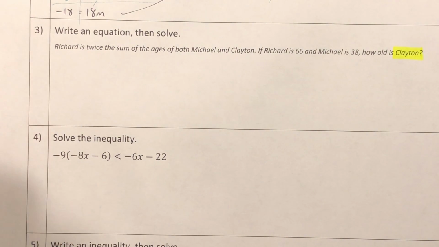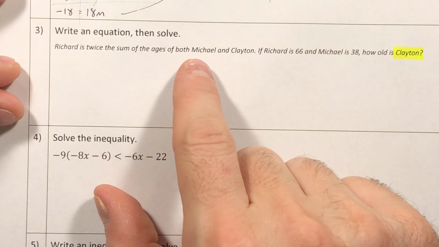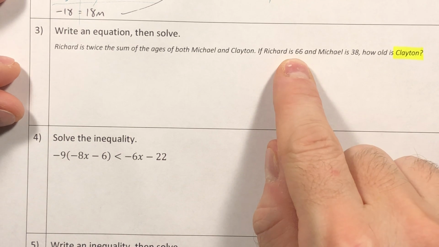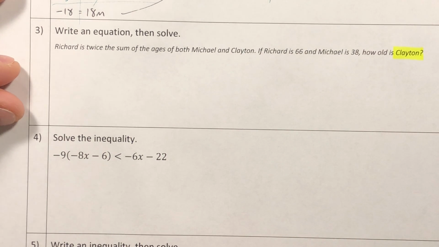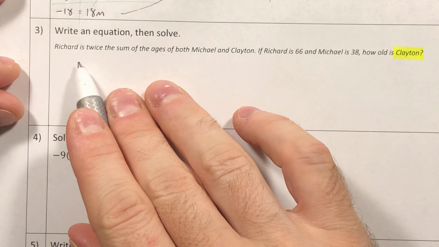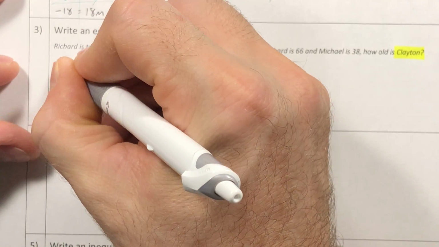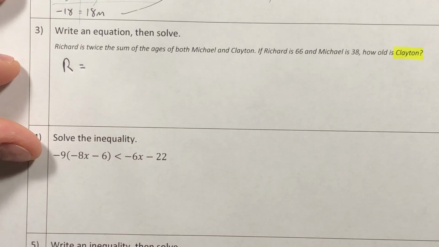So let's read through this. Richard is twice the sum of the ages of both Clayton and Michael. If Richard is 66 and Michael is 38, how old is Clayton? So let's set this up as we would set up an equation. The first thing I know is Richard is. So that typically means that if Richard is represented by R, is going to be our equal sign. Is going to separate left from right.